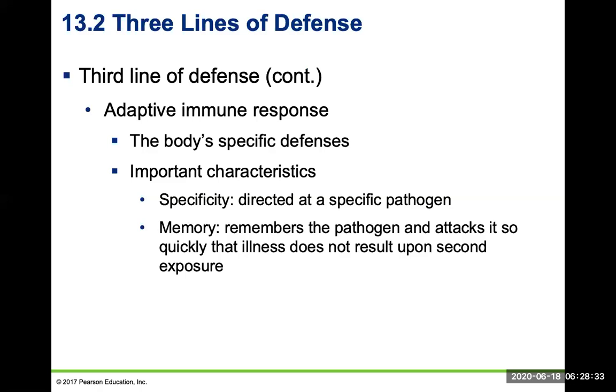It's very specific, it's directed at a specific pathogen, and it will remember that pathogen and attack it so quickly that illness would never result upon a second exposure.